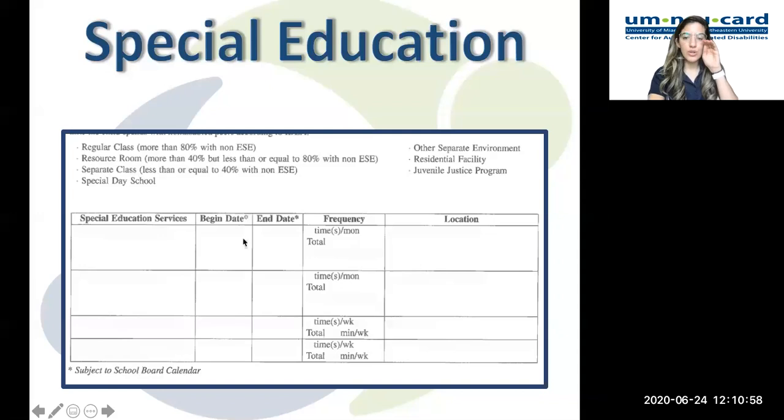This section may include things like intensive intervention in reading, specialized support in social skills, or intensive instruction in all curriculum areas, for example. It'll have a start date, which is the first day of the IEP, and an end date, which is the 1-year mark when the IEP expires, the frequency, and then the location. And location can include the regular classroom, which is the general education classroom, a resource room, separate class, special day school, other separate environment, a residential facility, or even the juvenile justice program.